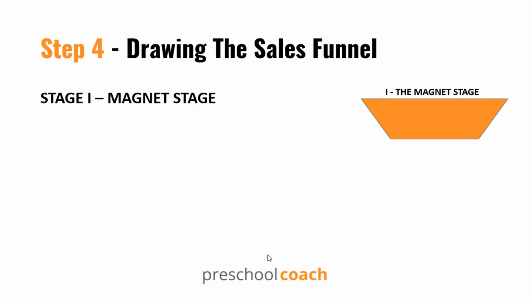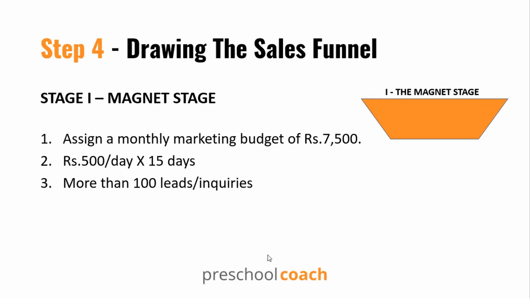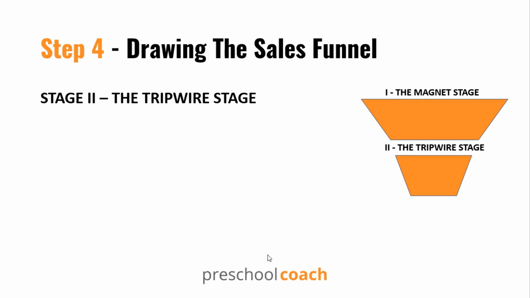Assign a monthly marketing budget of around 7,500 rupees per month for the Facebook lead generation campaign under the magnet stage. This way, with a daily budget of Rs 500, you will be able to run a Facebook ad for 15 days in a month and in turn generate more than 100 leads under the magnet stage. Once you have done this, and let's assume you have generated 100 leads in the first stage of your funnel, it is time to move to the next stage of your funnel, and that is the tripwire stage.